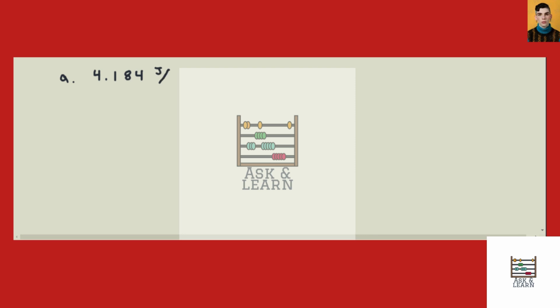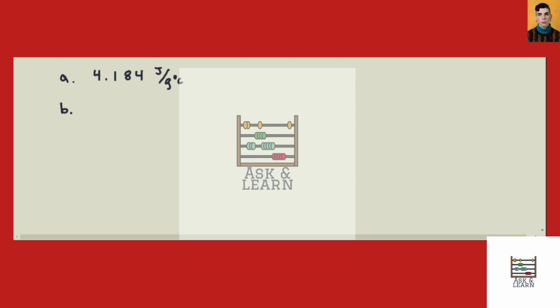joules per gram degrees Celsius, or it could be joules per gram Kelvin, because a change in a Kelvin degree and the change in a Celsius degree is the same. The two scales just start at different places.